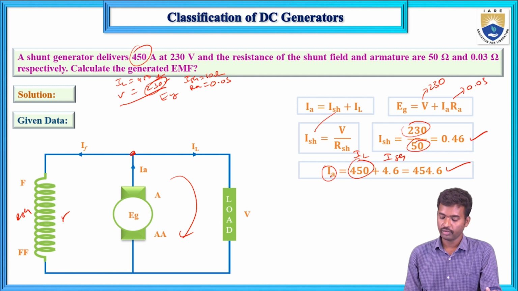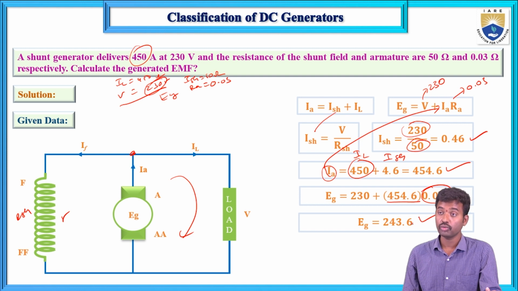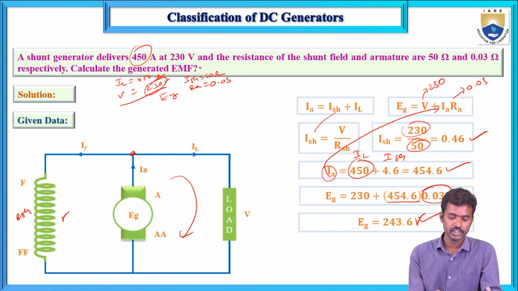Now we already know IA. Substitute in this. So EG equals 230 plus 454.6 into 0.03, and that value is 243.6 volts. The induced EMF, the generated EMF in the armature terminals, is 243.6 volts.